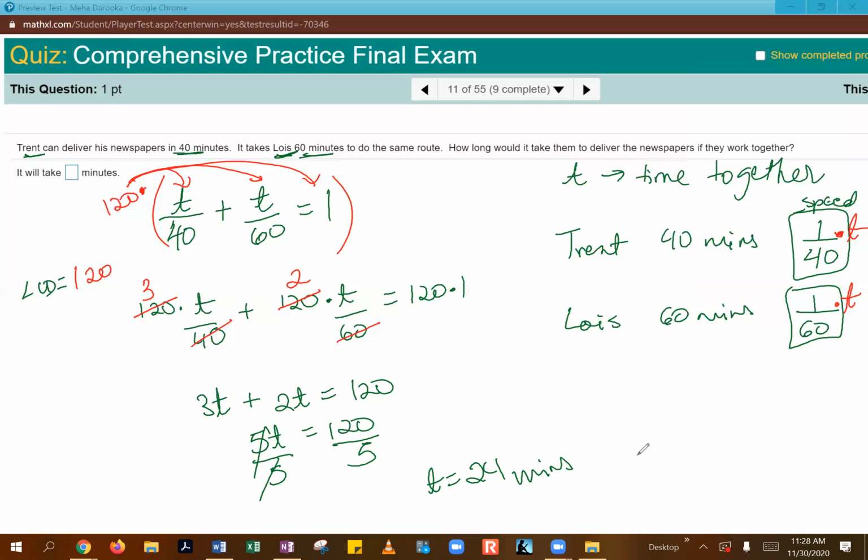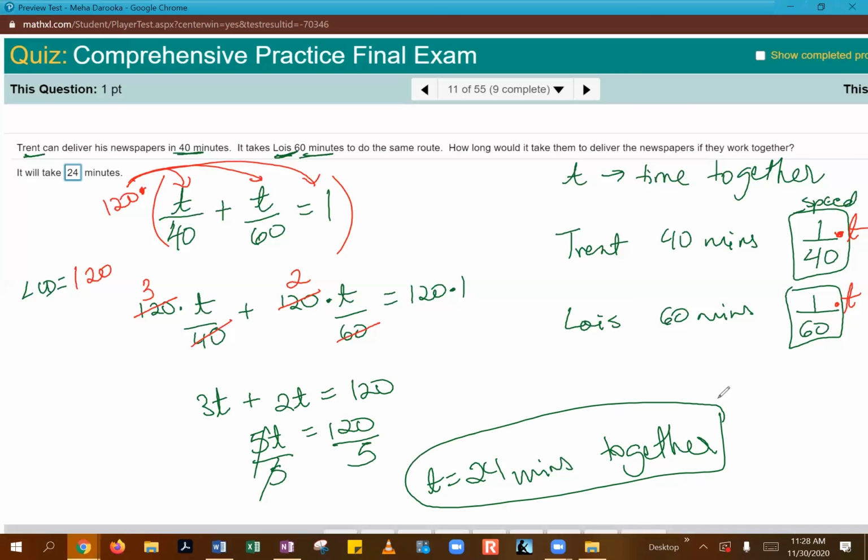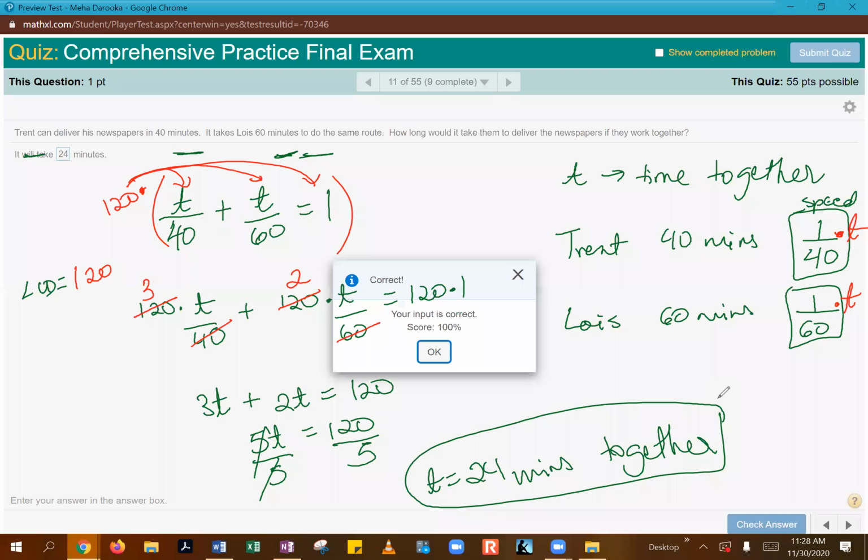And this is, of course, working together. Okay, and there you go.